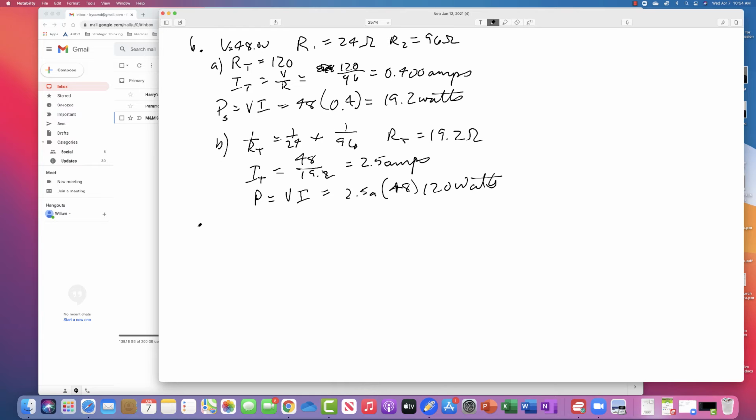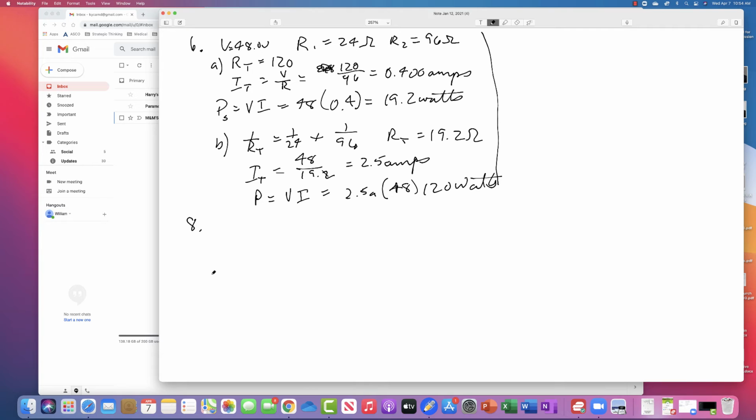Now, number 8 says, referring again to figure 21.6, calculate P3 and note, wait, I just did number 6 and talked about it as if it was number 8. So I hope you can go back and look at that. Sorry about that. So this is the answer to number 6, where number 6 is giving us a 48 volt battery and a 24 and 96 ohm resistor. Find the current and power when they're connected in series and in parallel. And that's what I just did here. Now we're working on number 8. And I'm sorry that I got that confused.